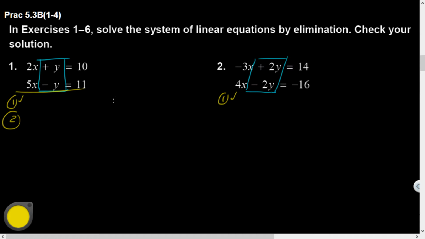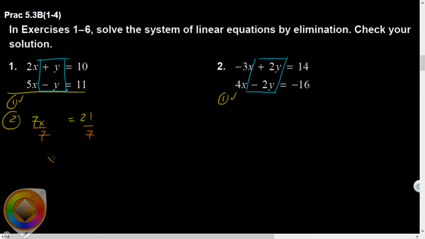All right, step 2, add them up. Here we go. Add them. 2x plus 5x is 7x. Those y's are eliminated. And 10 plus 11 is 21. Divide both sides by 7. Right, here we go. And I get x equals 3. That's half of my answer.